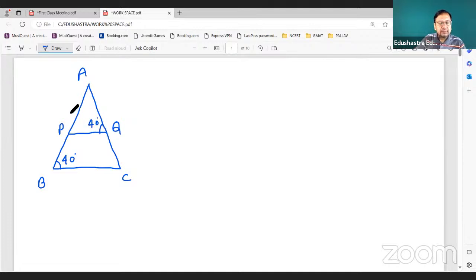right? This length is 8 and this length is 10, right? And this length is 12 and this length is x, right? Okay, done. So what to do? Find QC, that is the length. How much is this?